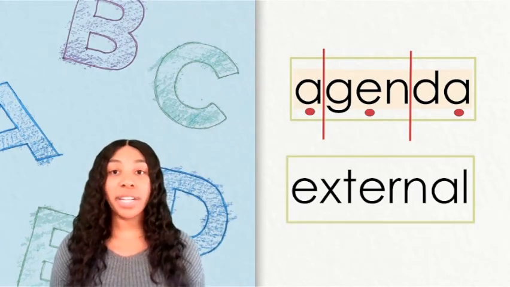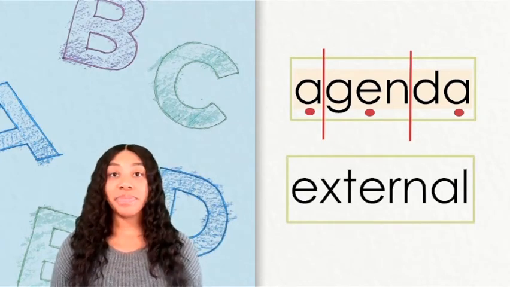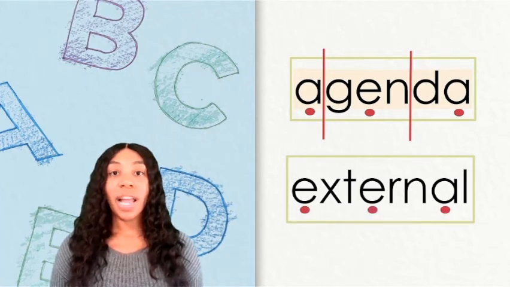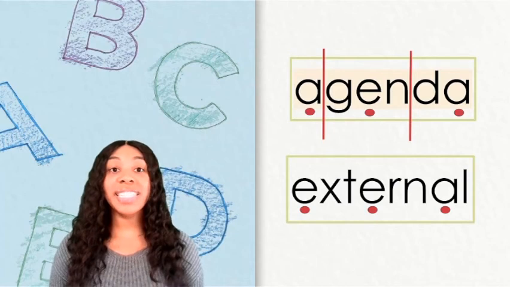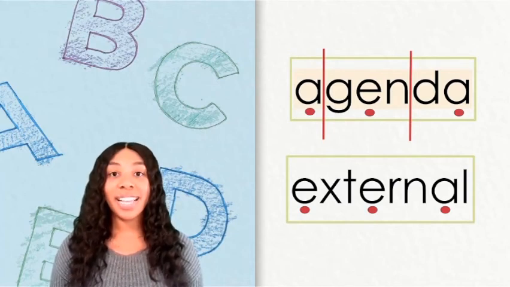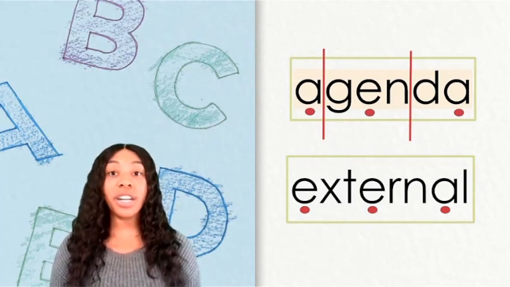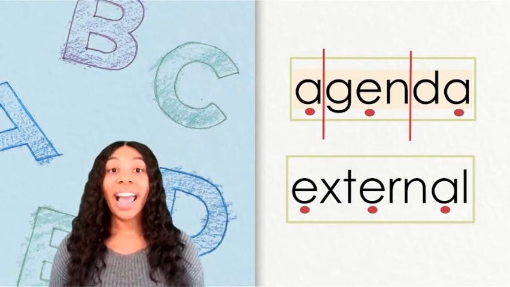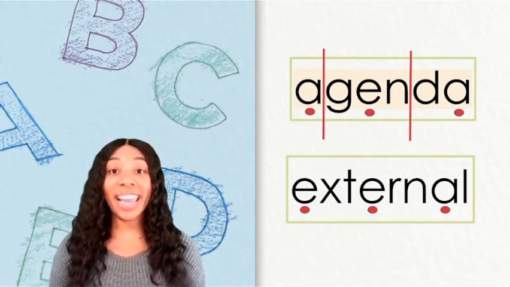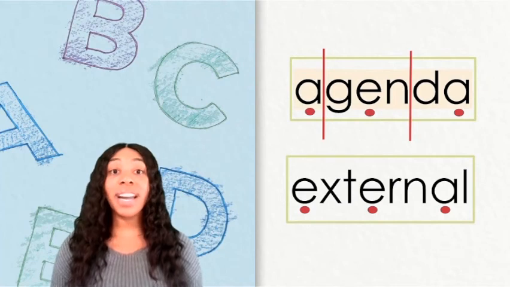Let's try one more syllable sleuth. Here's the second word. Let's find the vowels. The first syllable in this word is a closed syllable, ex. In the next syllable, we see an R-controlled vowel. After that, we see the vowel A, which will sound like uh because it's another sneaky schwa sound.